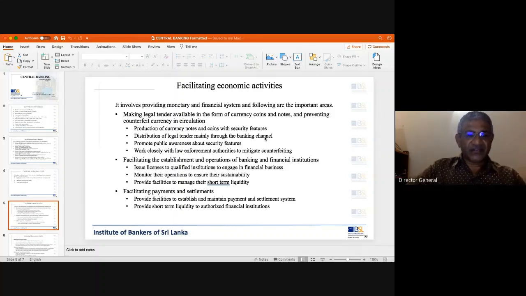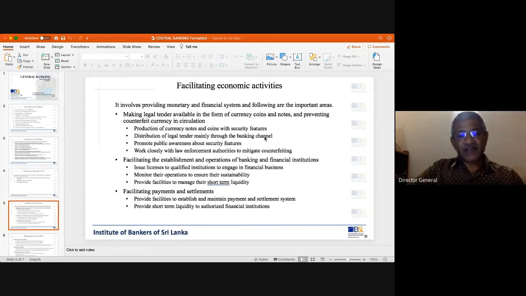So what are the main areas under that? Issue licenses to qualified institutions to engage in financial business. If you have money and want to start a banking activity or even a finance company activity, you cannot do it without the authority giving you the license, because you should be holding a license to operate. Otherwise, engaging in banking and finance activities without the permission of the central bank is illegal. The central bank is the license issuing authority for banks and financial institutions.